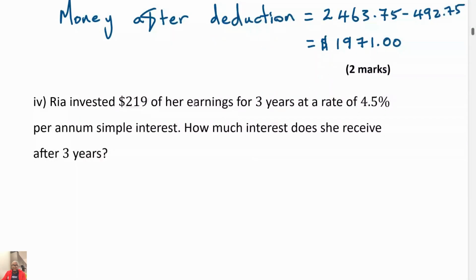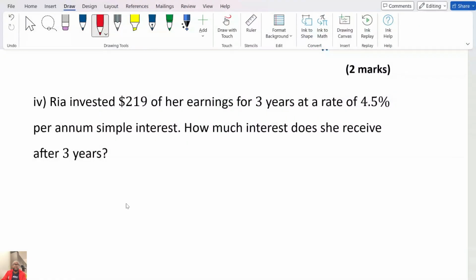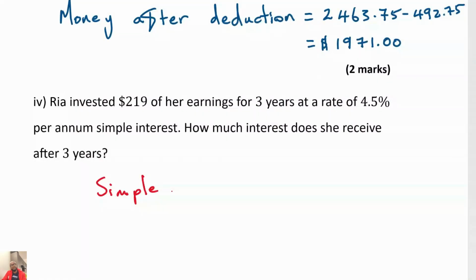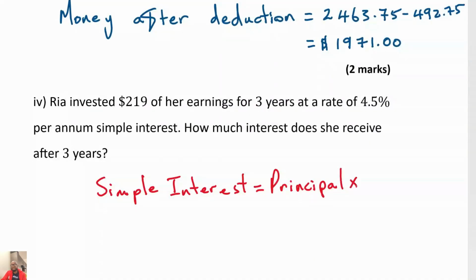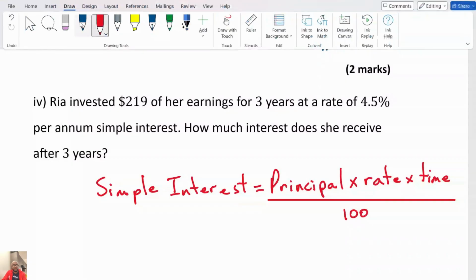So Ria invested 219 of her earnings for 3 years at a rate of 4.5% per annum simple interest. How much interest does she receive after 3 years? Who can tell me the simple interest formula? Write it in red. Simple interest is equal to principal, by rate, by time, all over 100.